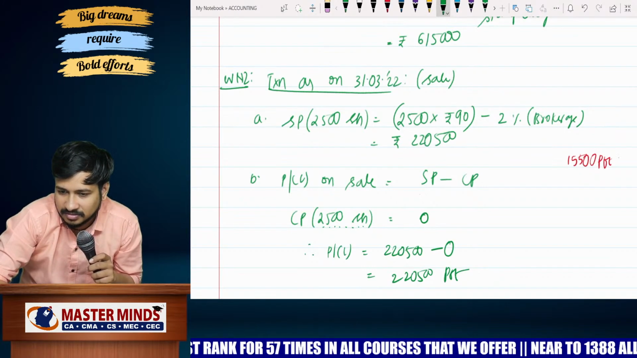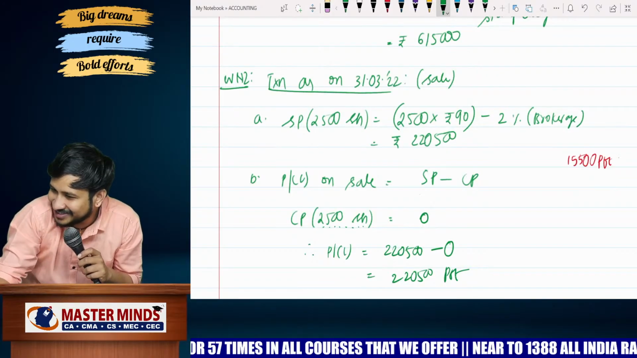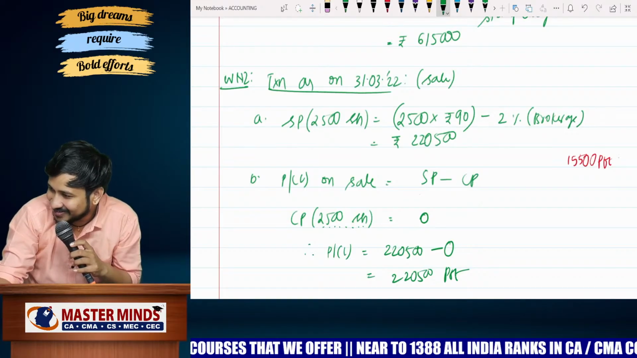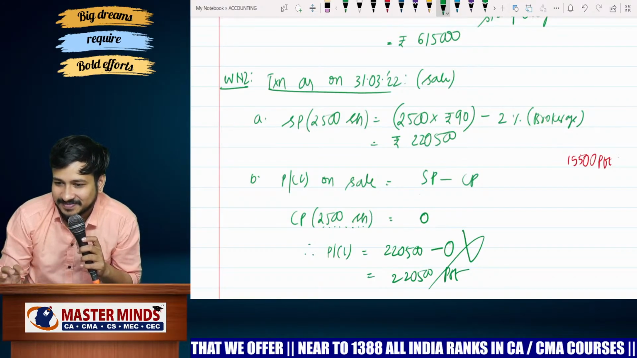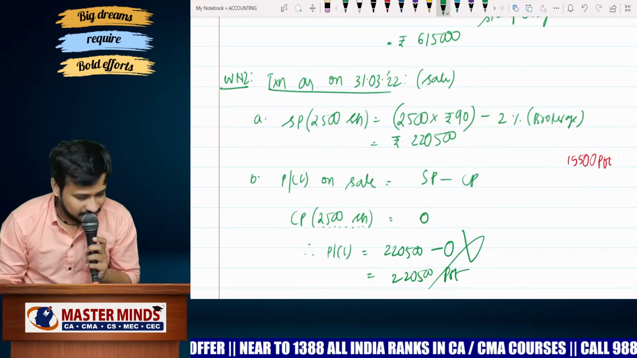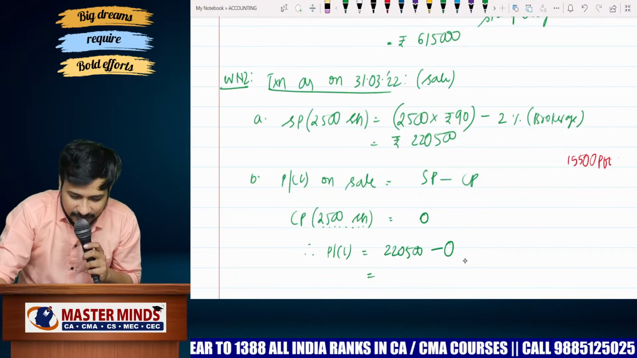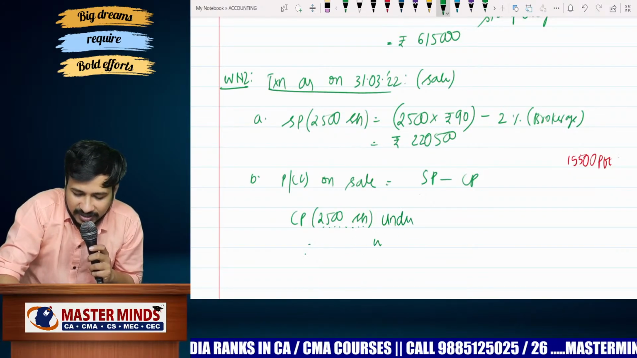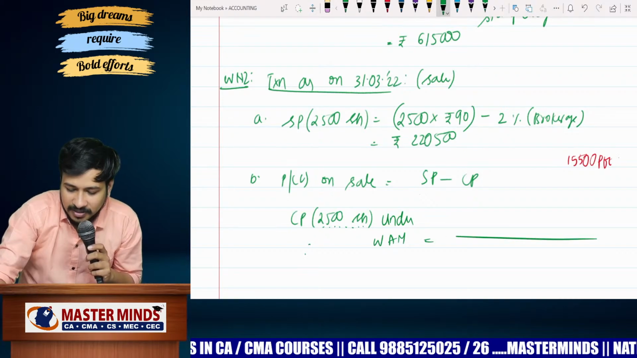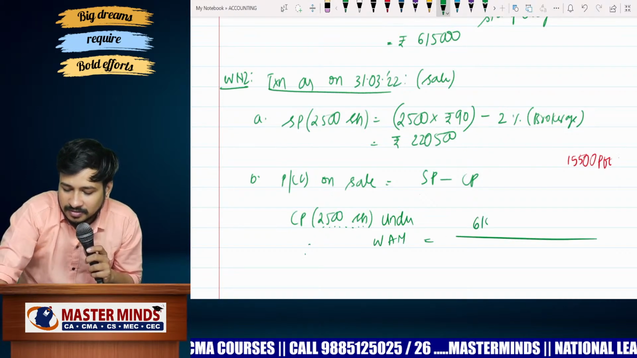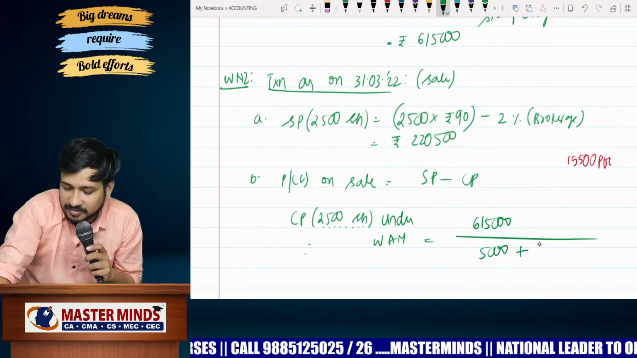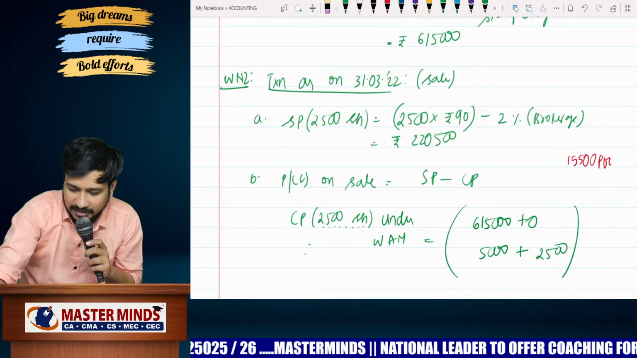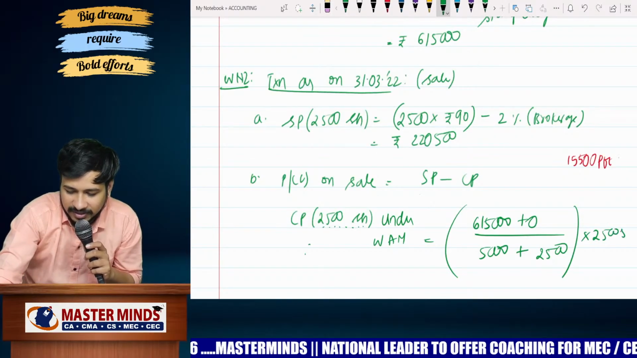Cost of bonus is zero, right? Yes or no? But this is wrong. Then what is correct? You just need to compute cost price. Since no method is given, you have to follow the weighted average method. That is equal to, for 5,000 bonus 2,500 where the cost is 0, multiplied by 2,500 shares.